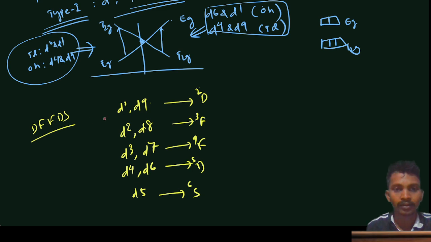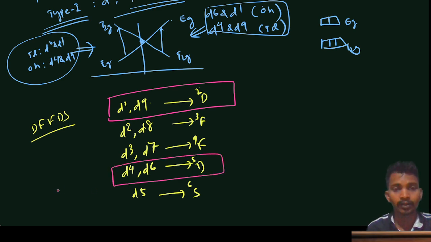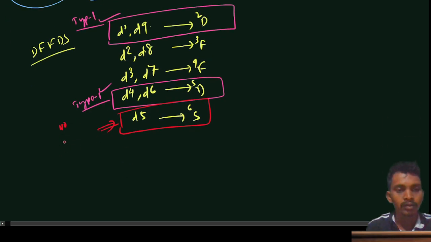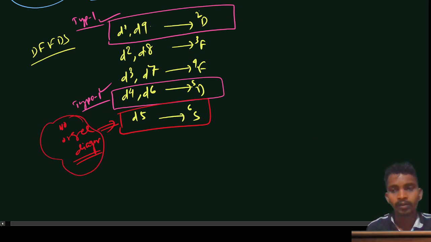In the previous class we discussed D1 and D9, that will follow these spectroscopic terms. Another is this one, D4 and D6. These spectroscopic terms we discussed in the previous class. This is all in type 1. And we have seen that this type gives no Orgel diagrams. So D5 will not give any Orgel diagrams.